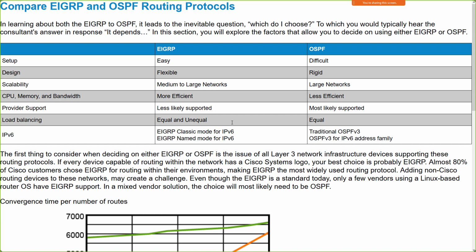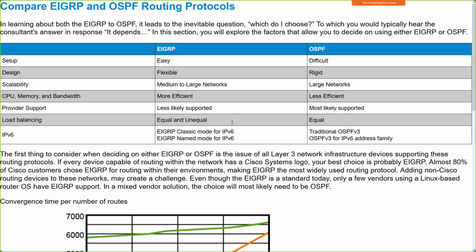Provider support is less likely with EIGRP because predominantly it's still proprietary, even though it's been released as an open standard for the most part. A lot of vendors still have chosen not to adopt EIGRP as a protocol that they implement on their platforms, right? I mean, Juniper's not going to be chomping at the bit to get EIGRP put in their operating system, in their code. So there's still going to be limited support for EIGRP on multi-vendor platforms.